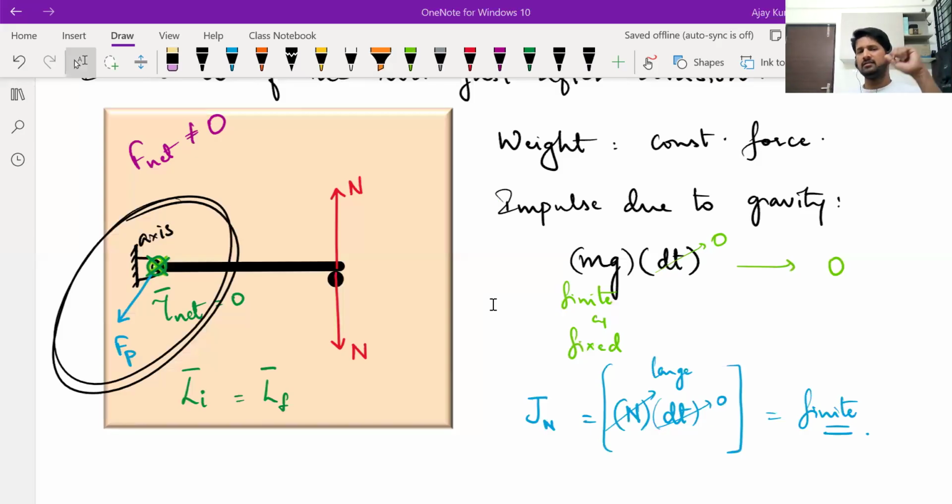You tell me, why is there any need for the pivot to exert force on the rod before the particle strikes? What would have happened if the pivot was not there? Would the rod have gone anywhere? No, sir. Then the pivot would not have exerted any force before the collision.